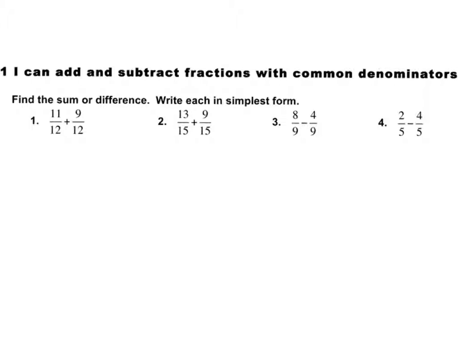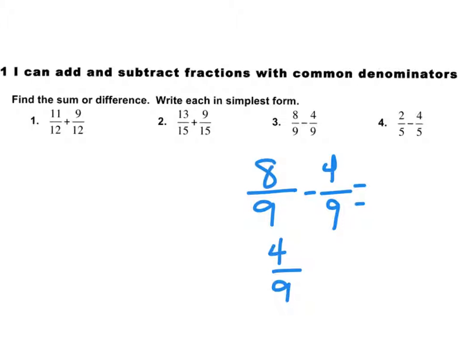For our next one, we're going to be subtracting, and I'll have 8 all over 9 minus 4 all over 9. And again, we have a common denominator, so we're just going to subtract, and our denominator is going to be 9. So 8 minus 4 is 4, and that can't be simplified any further, so our answer is going to be 4/9.